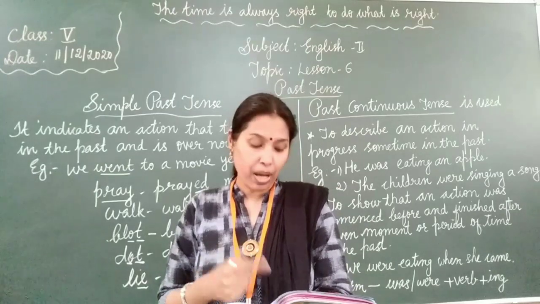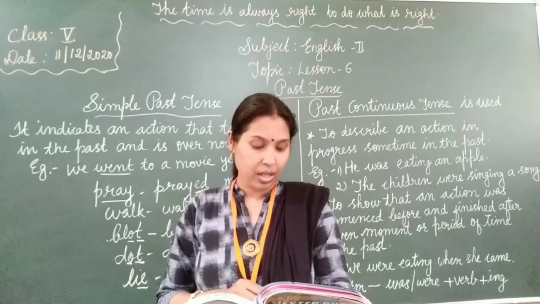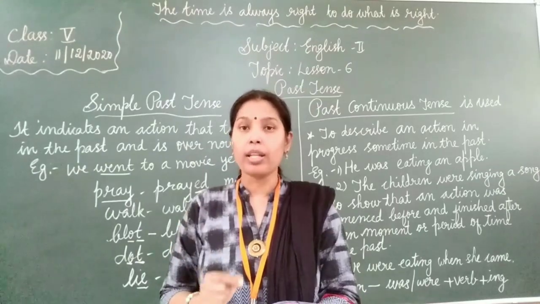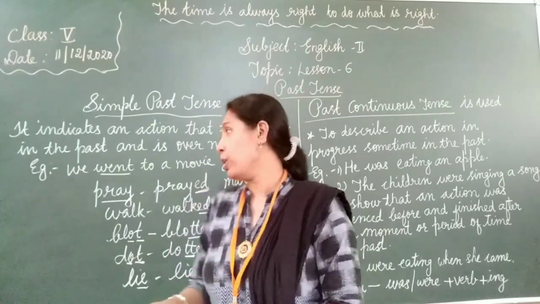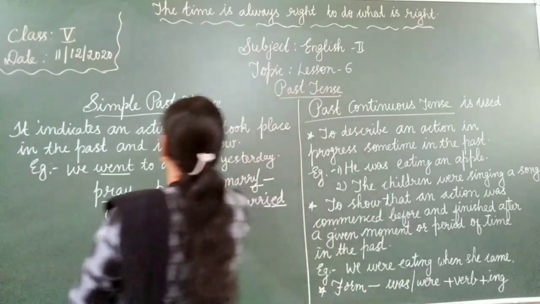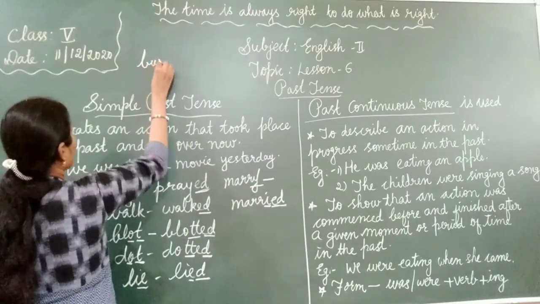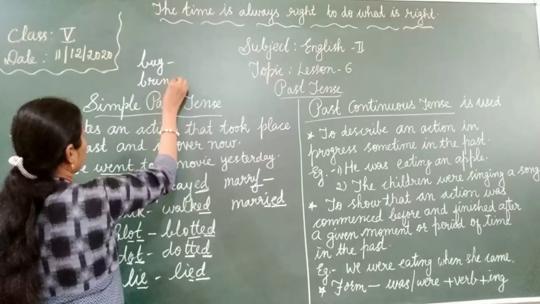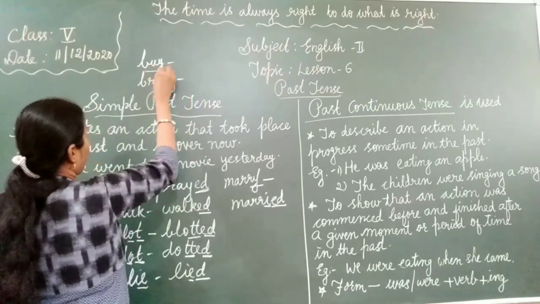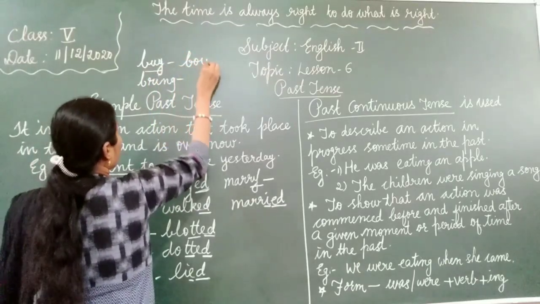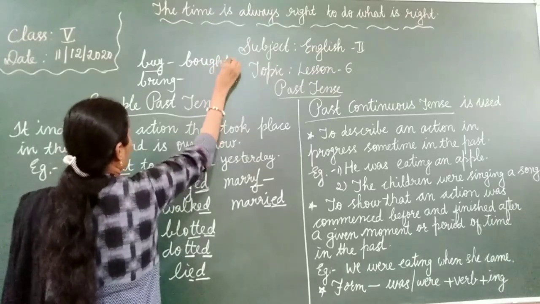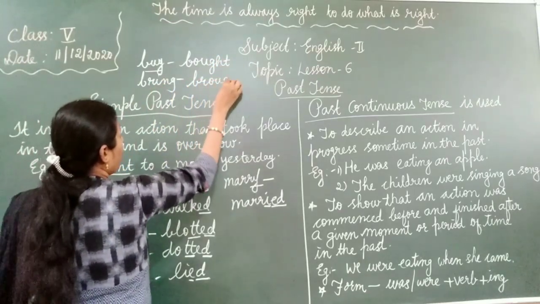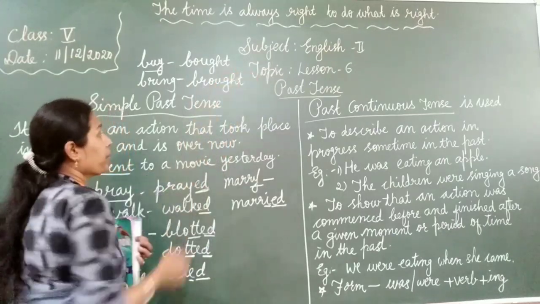Drink, the past form will become drank. Buy, bought, B-U-Y, bought. The past form is bought, B-O-U-G-H-T. Just don't confuse buy and bring. B-O-U-G-H-T, bought. Bring, the past form is B-R-O-U-G-H-T. Okay.